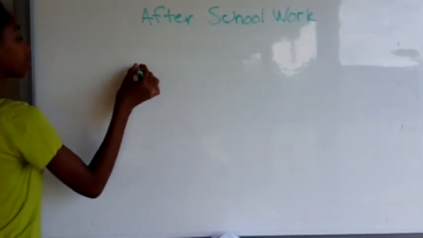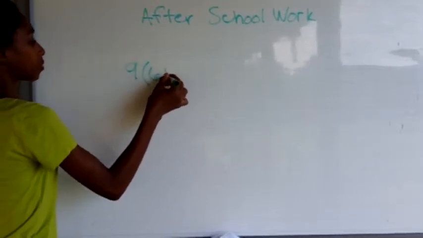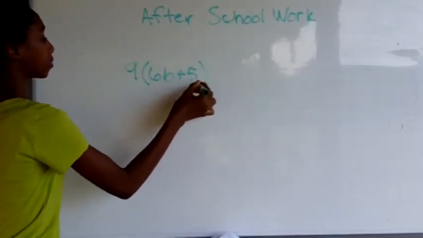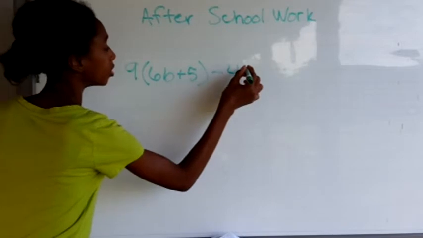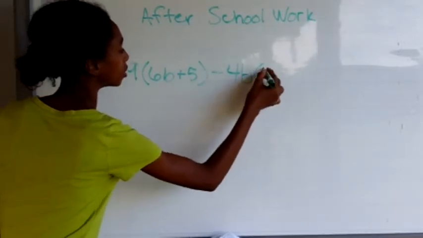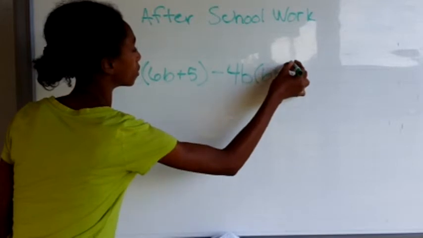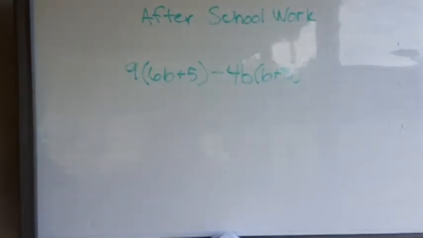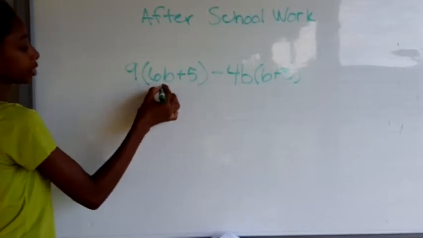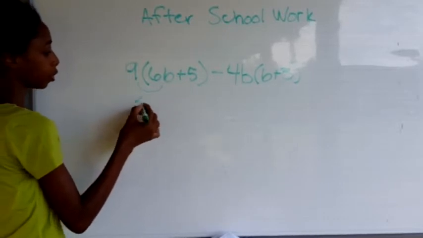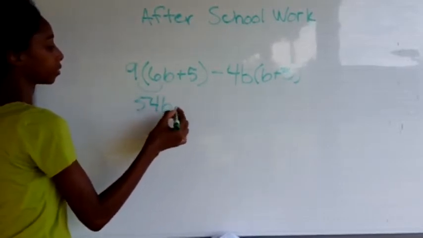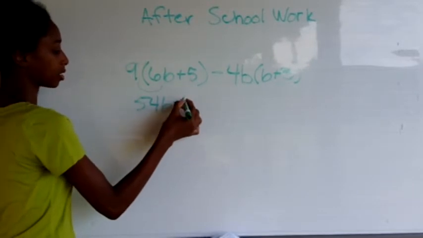Nine times 6b plus 5 close parentheses minus 4b times b plus 3. Okay, so we have 9 times 6b plus 5 minus 4b times b plus 3. So we distribute our 9 first. 9 times 6b is going to be 54b. And 9 times positive 5 is positive 45.